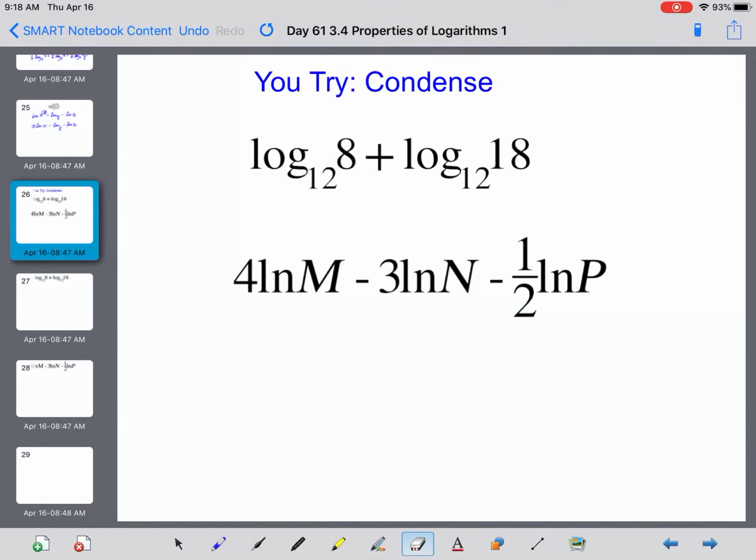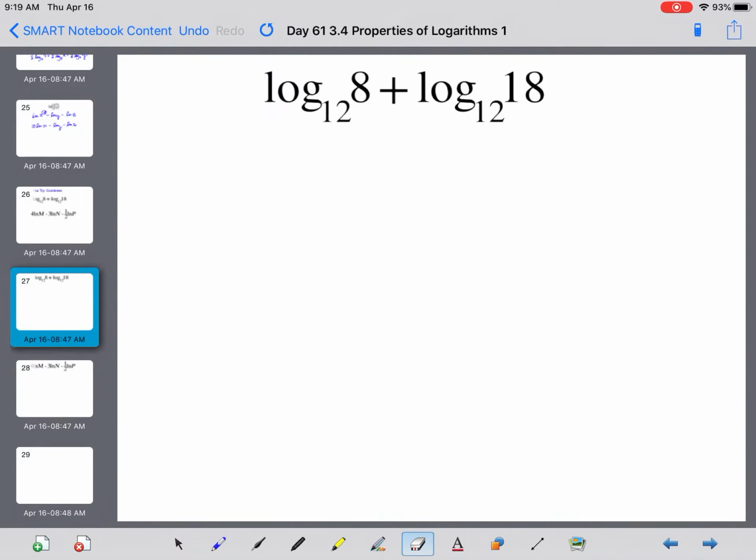All right, let's just try two more here for condensing. So here are two I'm going to give you. Try to condense, simplify as much as possible, and see how it goes.